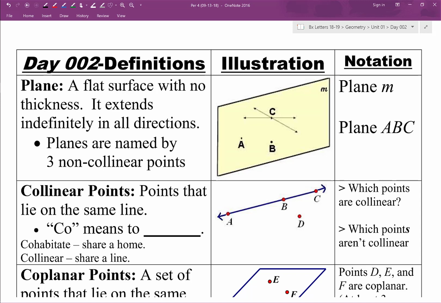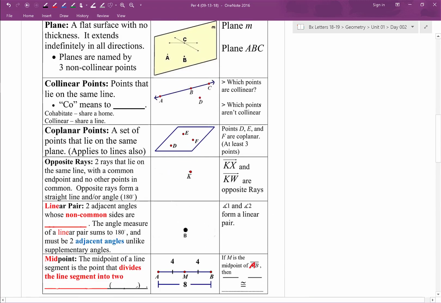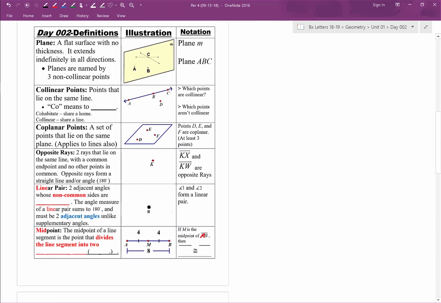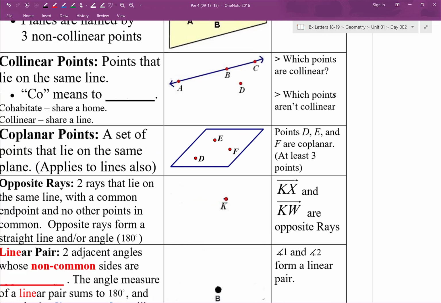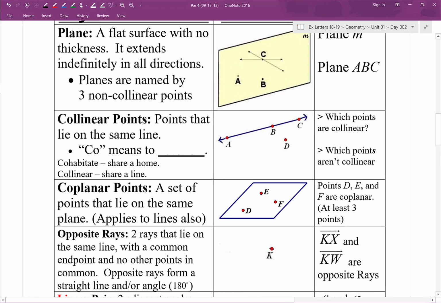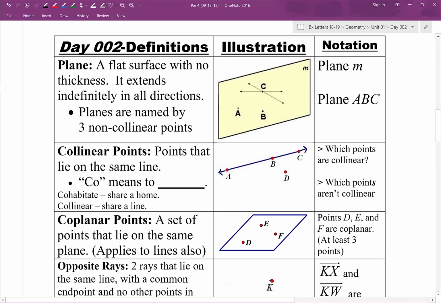Okay. All right. So today's notes, it's a lot less writing. Yeah. There's not as many blanks we got to fill in. So that will give us more time to practice.